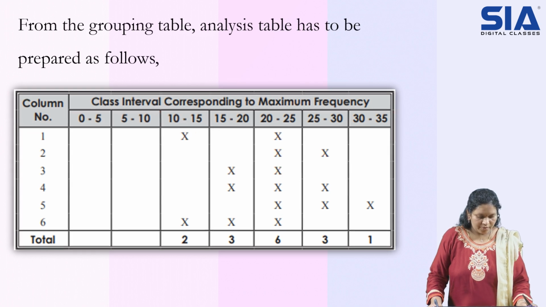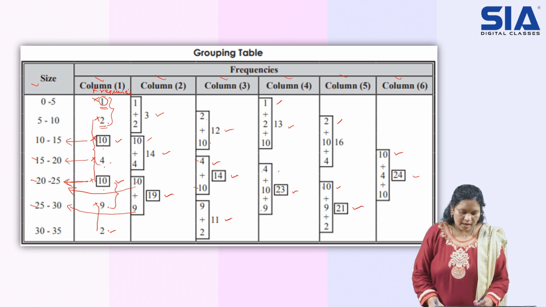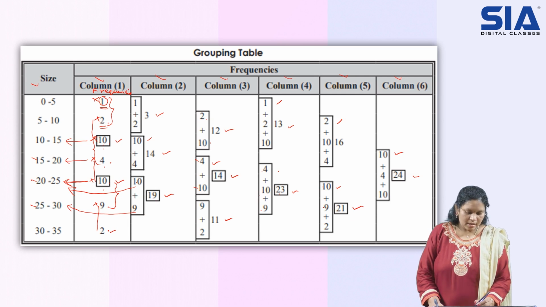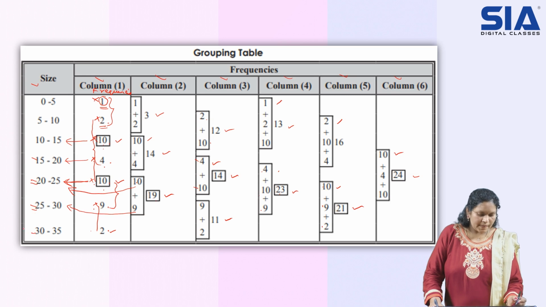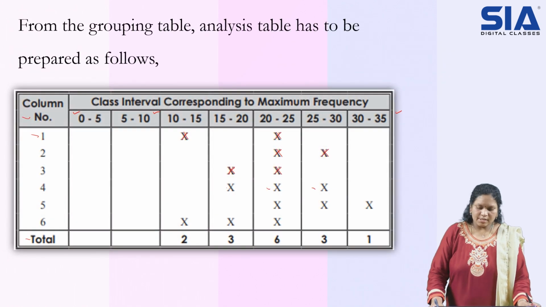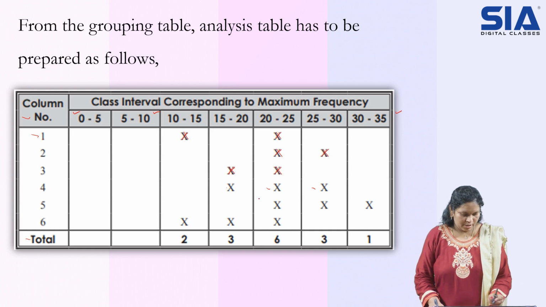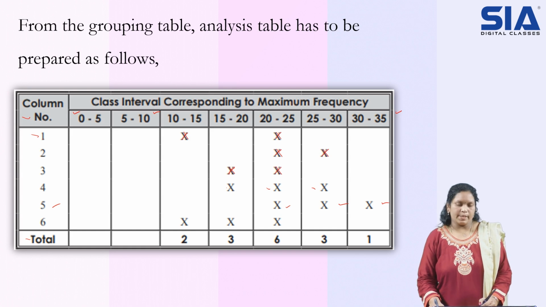Now let us check it out. The fifth column. Fifth column, what is the highest value you have? 21 we have, right? So for 21, what are the values we have added up? 10, 9 and 2. Its class intervals are 20 to 25, 25 to 30, 30 to 35. We have to make cross marks in those particular class intervals. So that is your, here check it out for fifth, 20 to 25, 25 to 30 and 30 to 35, make the cross marks. Okay.